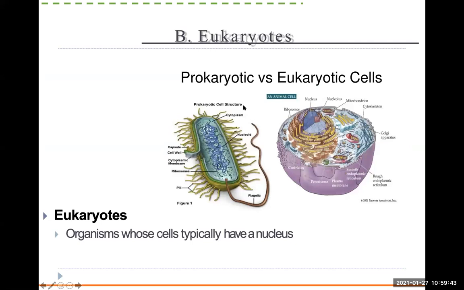Eukaryotes are organisms whose cells typically have a nucleus. If you compare these two pictures, you're going to notice there's a lot more things inside the eukaryotes, more complicated. It has more levels than prokaryotes, where it's just DNA that's spread around. Eukaryotes can be a single cell or multicellular, both of these. So again, eukaryotes are going to have a nucleus.